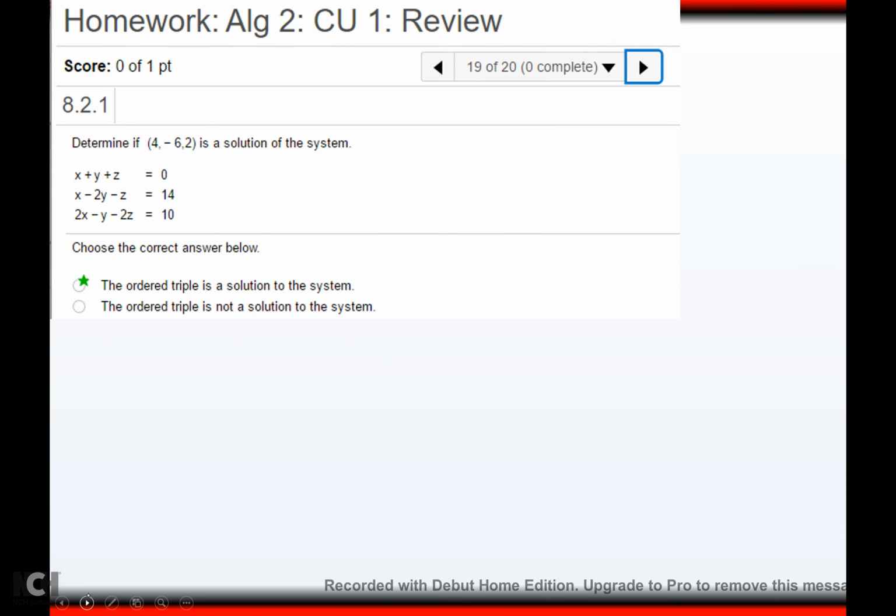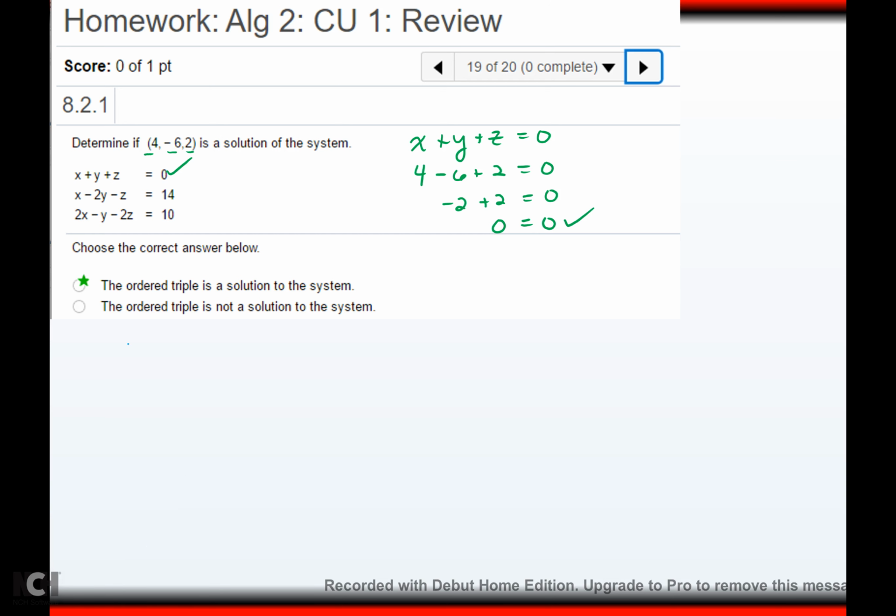Alright, this next one wants me to determine whether this ordered triple is a solution to the system. Well, if it's a solution to the system, then when you plug them into all three equations, you get a true statement. So if I take my first equation, x plus y plus z equals 0, and I plug in my x, y, and z, that would be 4 minus 6 plus 2 equals 0. That's negative 2 plus 2 is 0 equals 0. So yes, it works in that one. That doesn't mean it's a solution yet. It has to work in all three.